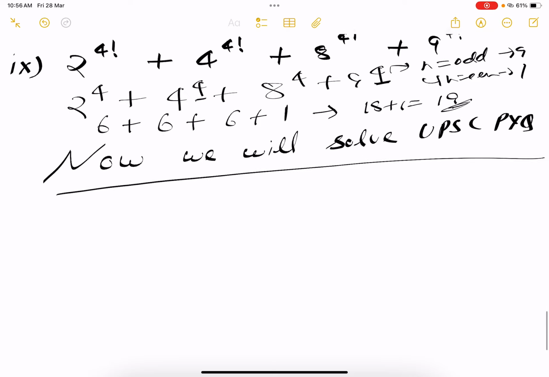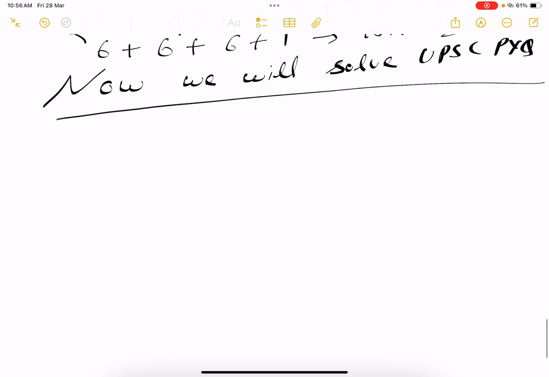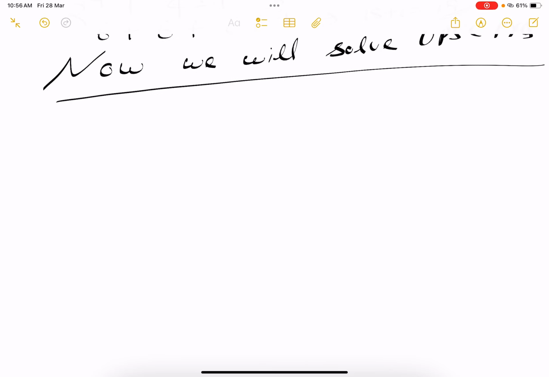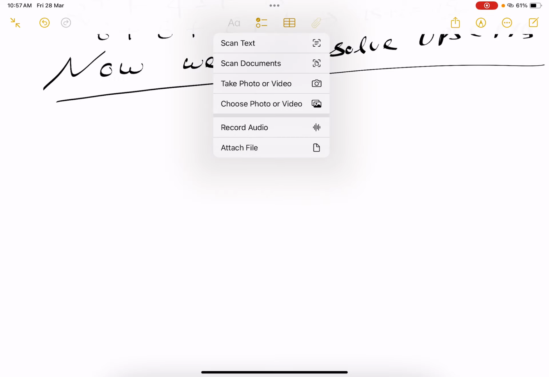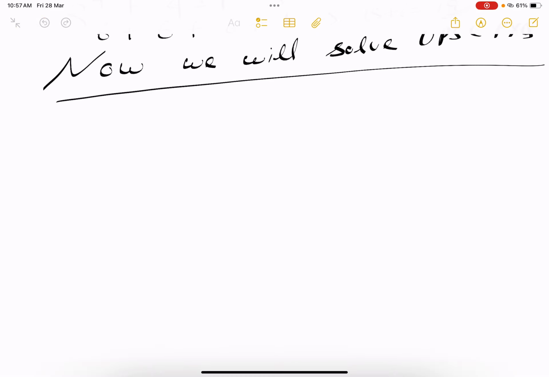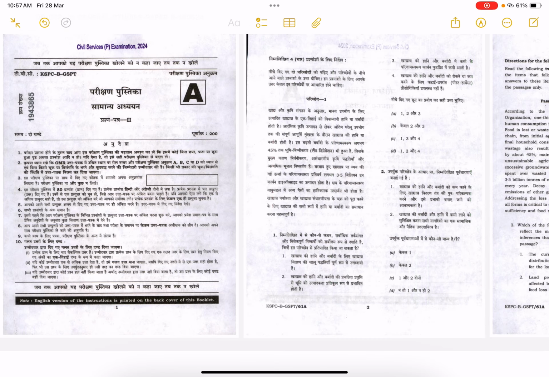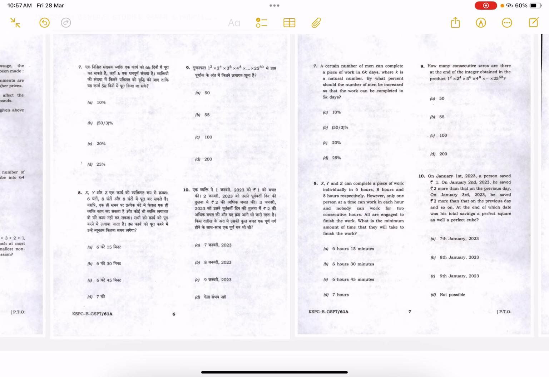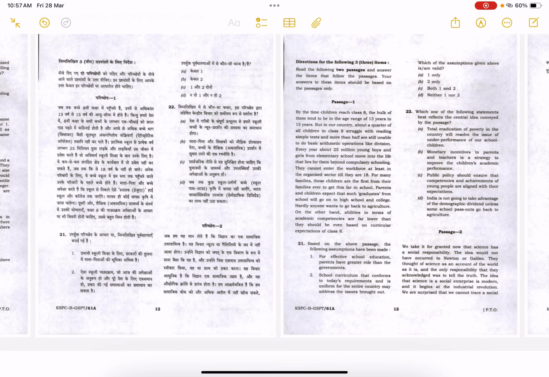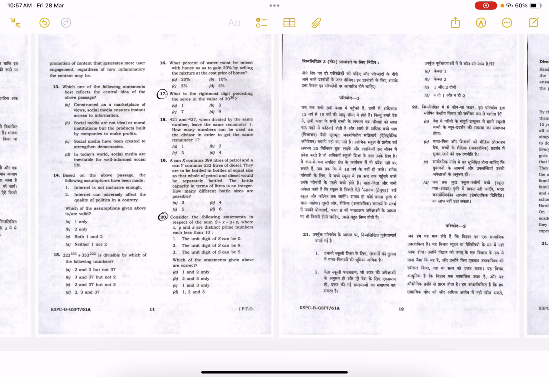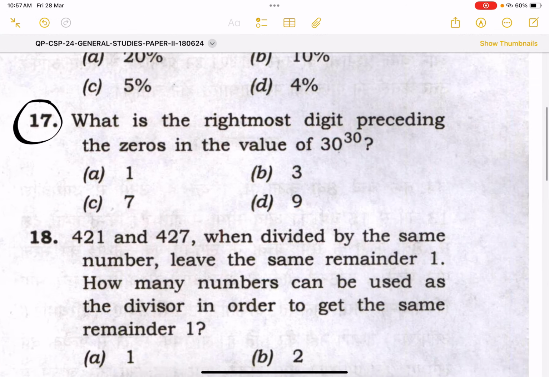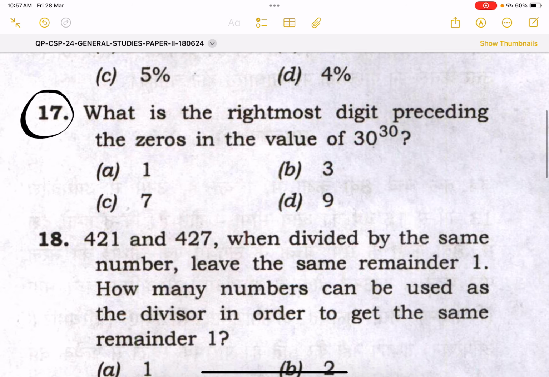Okay, now we are done with these illustrations. Now we try to solve UPSC Civil Services questions asked on these topics. So we'll open these questions. First we'll take the 2024 paper, set A. Here the question asked is question number 17. The question is, what is the rightmost digit preceding zeros in the value of 30 to the power 30?